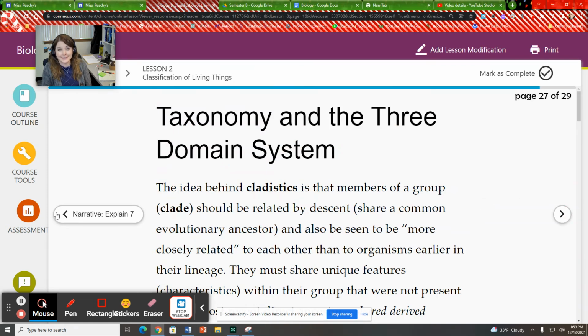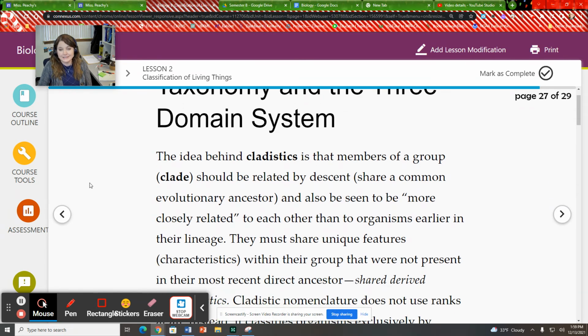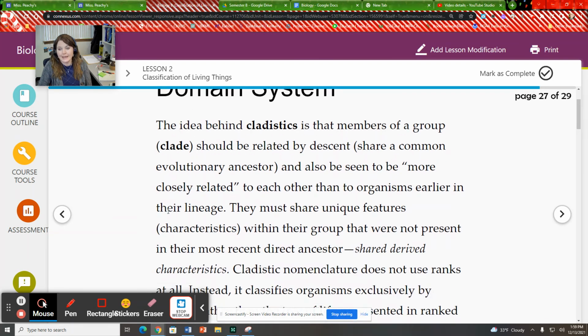And cladistics is a little bit of a tweak when it comes to classification because cladistics specifically looks at how organisms are related to each other from an evolutionary standpoint. How long ago did those organisms share a common ancestor? So we're always looking at common ancestry. When you think about common ancestors, I think the easiest way to think about this is in terms of just humans, right?